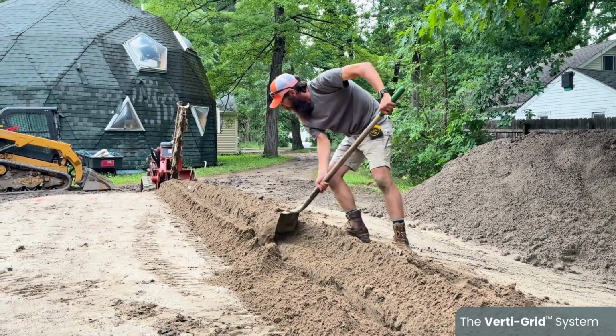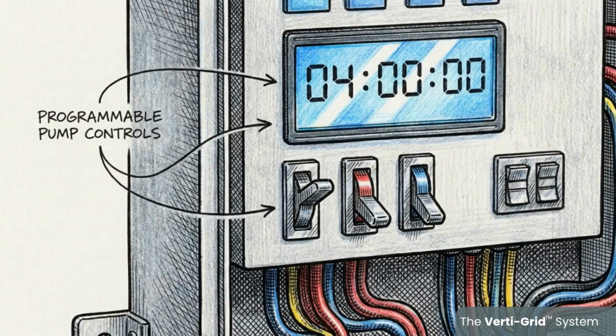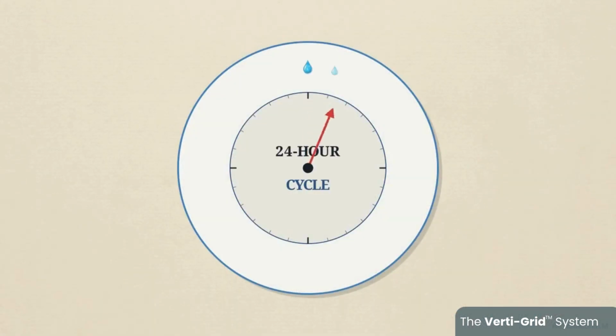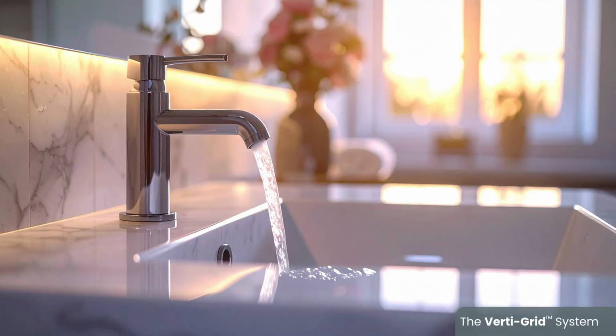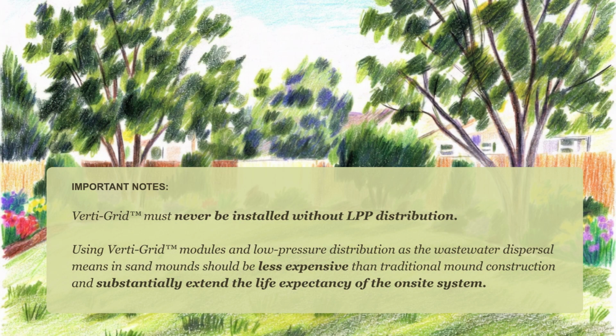Better Dispersal Systems also strongly recommends that the pump controls include a programmable timer for dosing the system at the desired frequency. This very affordable feature spreads out both the hydraulic and the biological loading on the system over the entire day rather than in large doses during periods of high use by homeowners. It's important to note, Verti-Grid must never be installed without LPP distribution. Using Verti-Grid modules and low-pressure distribution as the wastewater dispersal means in sand mounds should be less expensive than traditional mound construction and substantially extend the life expectancy of the onsite system.